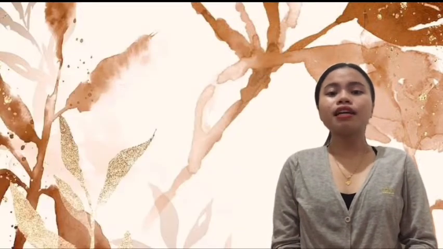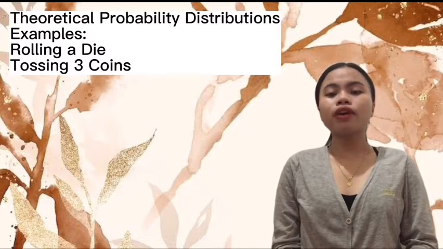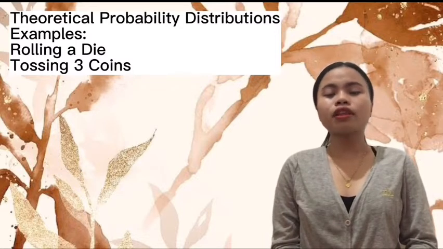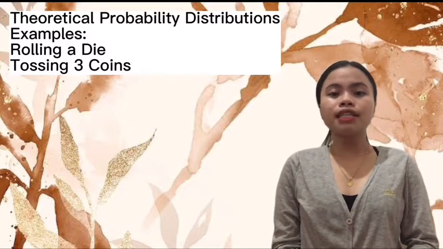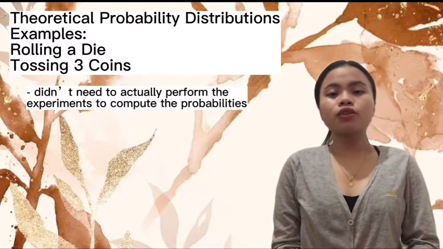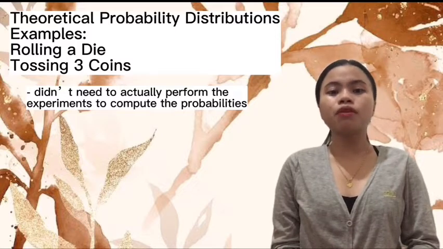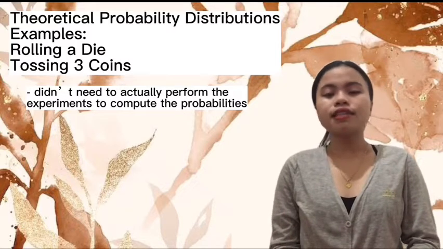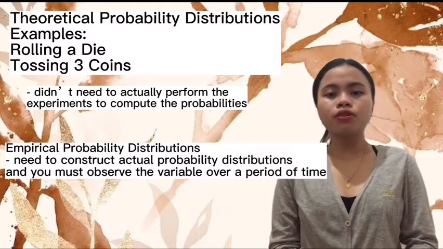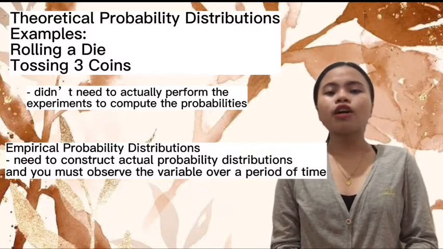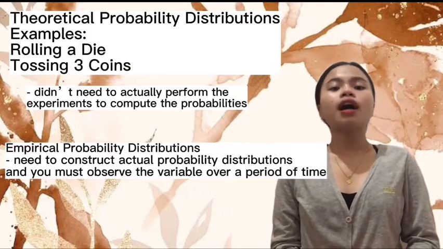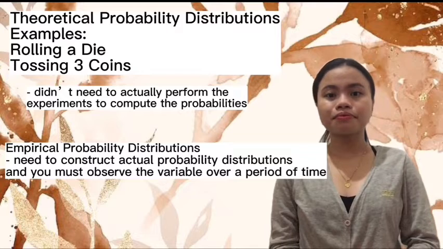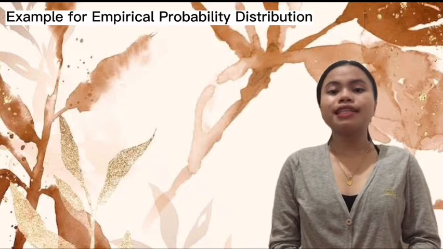The examples that I gave, which are rolling a die and tossing 3 coins, are illustrations of theoretical probability distributions. In theoretical probability distributions, you do not need to actually perform the experiments to compute the probabilities. In contrast, empirical probability distributions need to construct actual probability distributions, and you must observe the variable over a period of time. Let me give you an example of an empirical probability distribution.